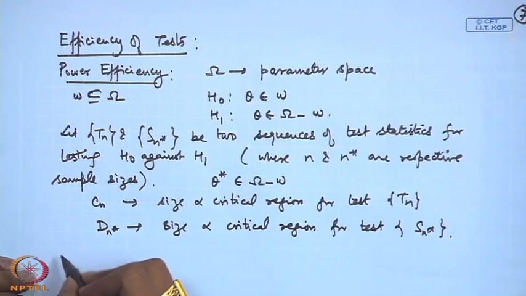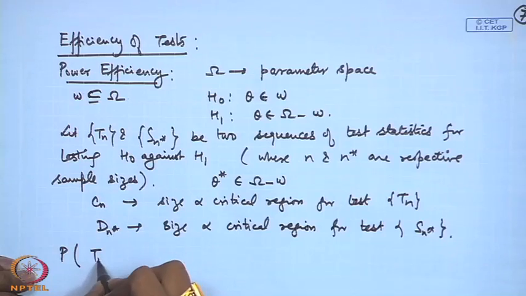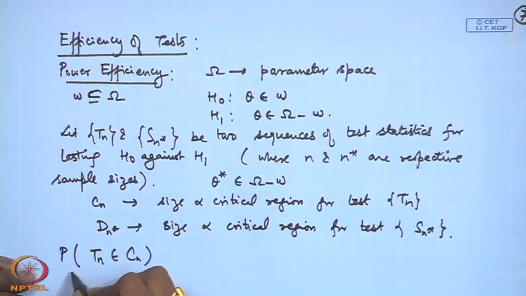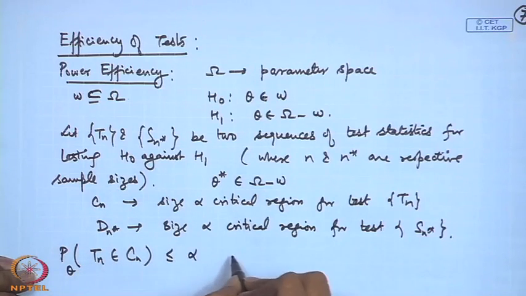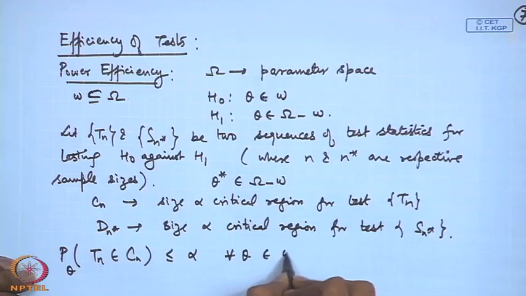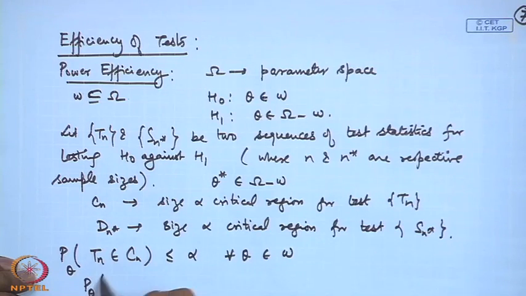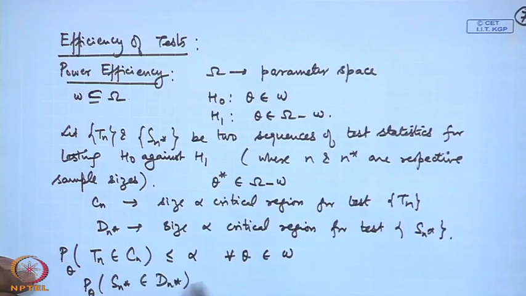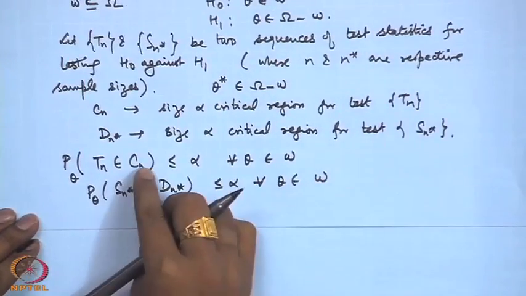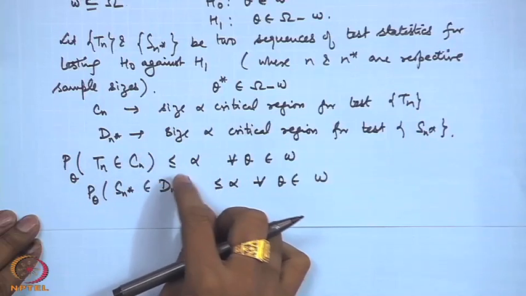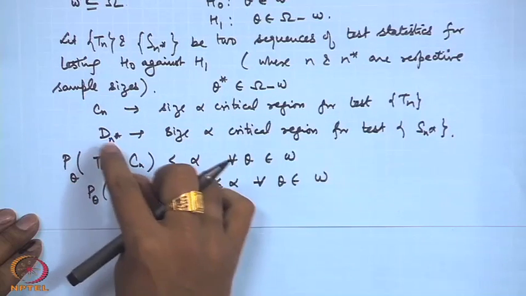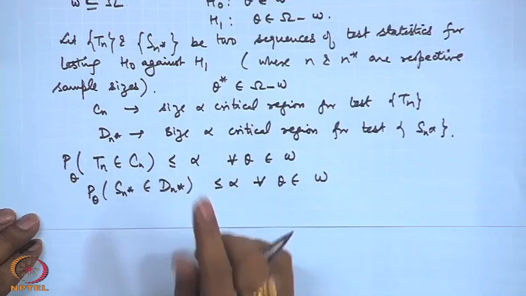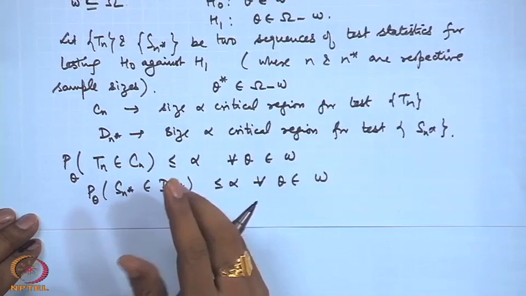So now let us consider probability of Tn belonging to Cn, then this will be certainly less than or equal to alpha for all theta belonging to omega, and probability of Sn star belonging to Dn star, that will be less than or equal to alpha for all theta belonging to omega. So these are two size alpha tests, and critical regions are identified by Cn and Dn star respectively based on Tn and Sn star. Let us consider now the powers here.